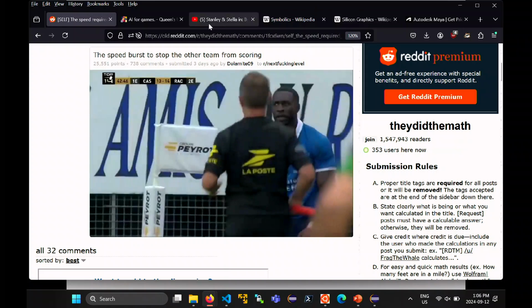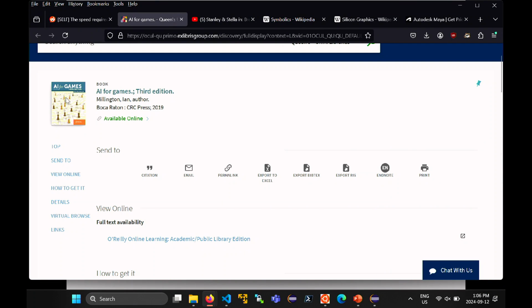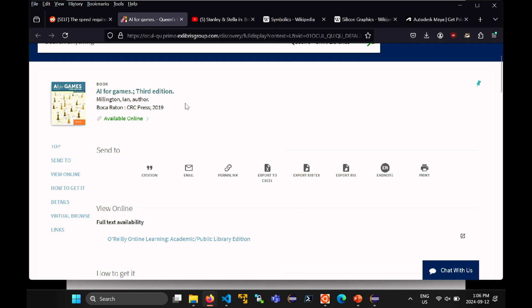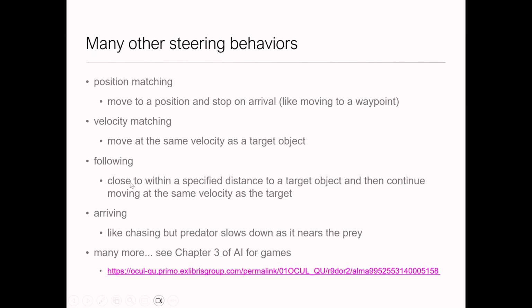it's AI for games. Can I get a bigger picture? Right, so this is AI for games. This is the most recent version of AI for games. It's this big fat book like this, and there's an entire chapter of steering algorithms that you can look at there if you're interested in that.